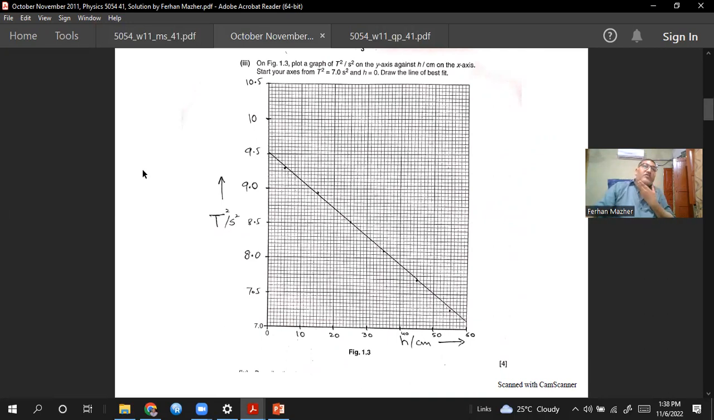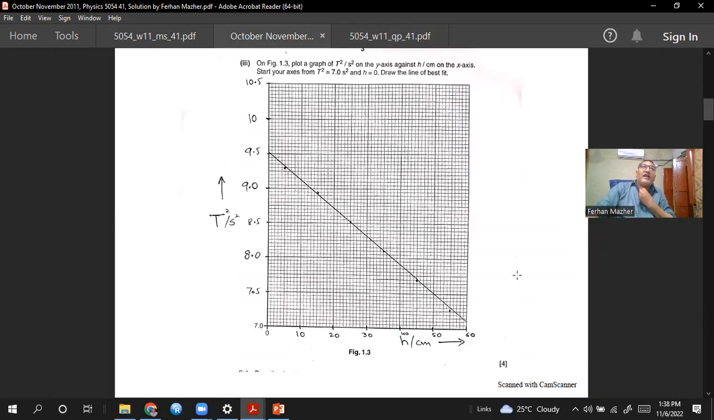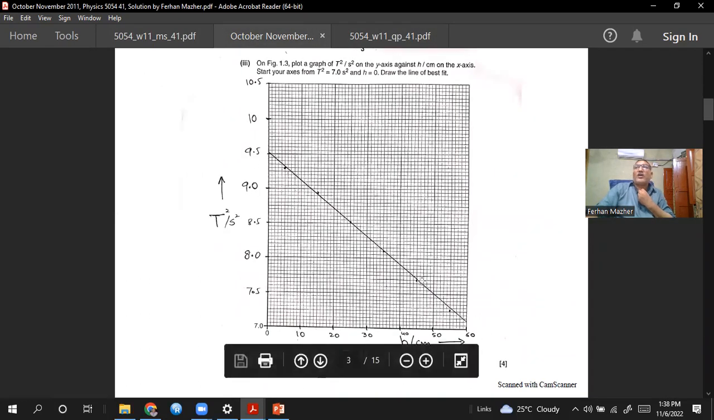So this is the approximate line of best fit, and that is a 4 marks question. Okay, so the next question they are asking is describe the shape of your graph. As you can see, this graph is going down with a constant gradient. It means that as you increase the value of h, the value of t square is decreasing.